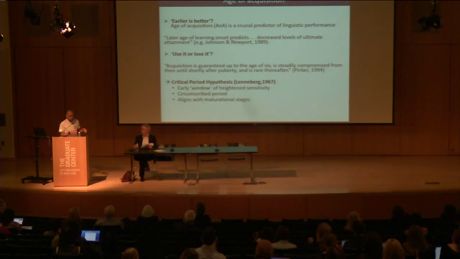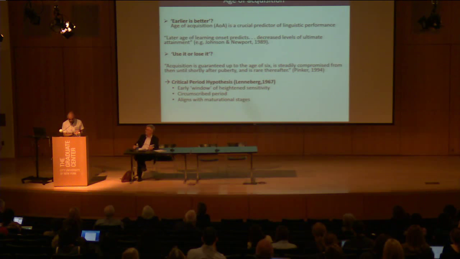But a very different conception could be termed something like use it or lose it. In the words of Pinker, maybe language acquisition is actually guaranteed up to the age of, let's say, 6, steadily compromised up until puberty, and rare thereafter. So this is not a continuous, gradual effect of age of acquisition. It actually involves a discontinuity or a non-linearity in the function that relates age of acquisition to linguistic attainment.